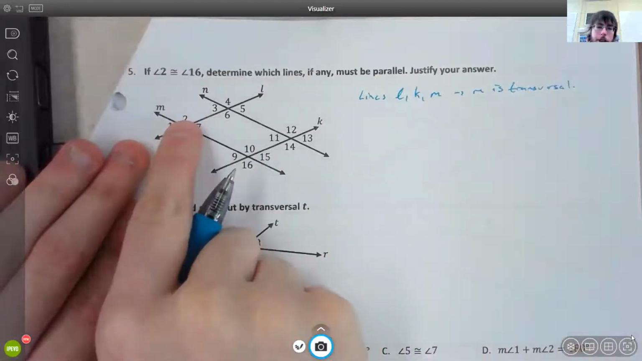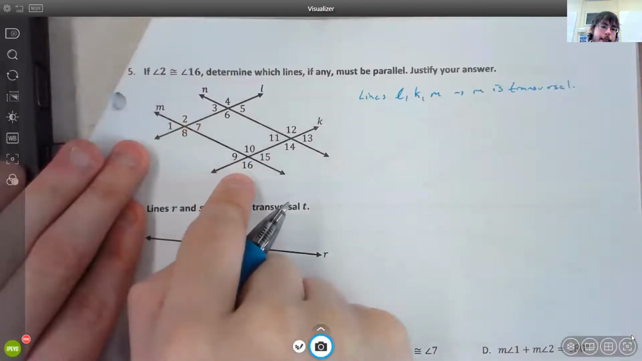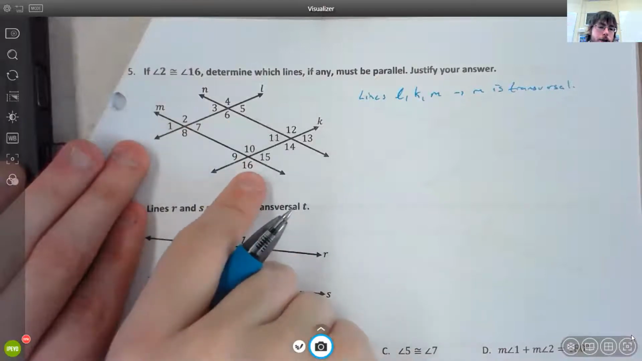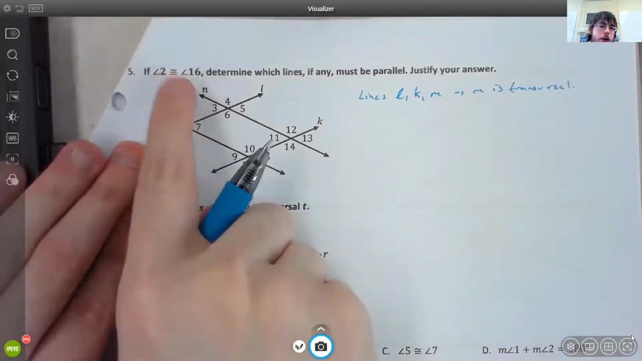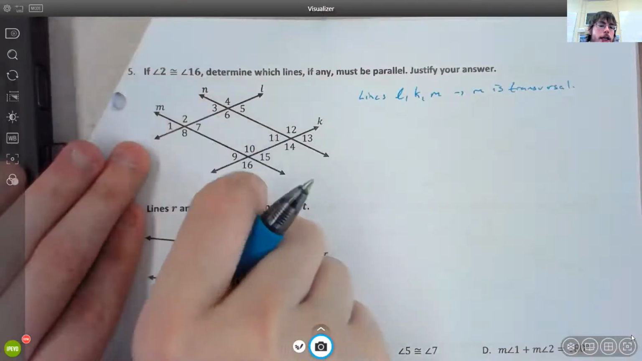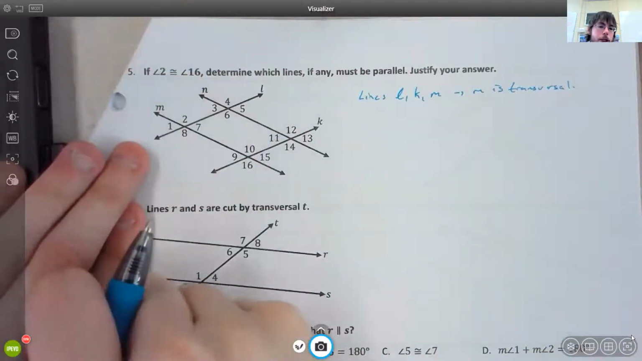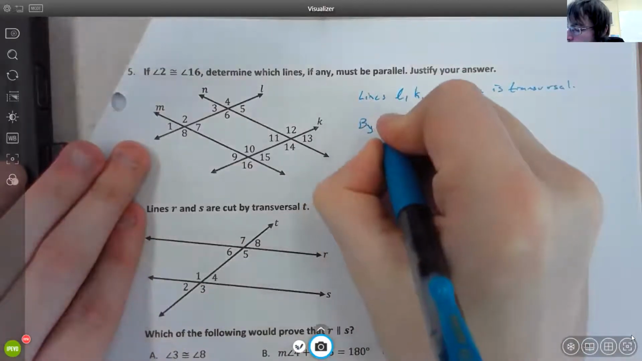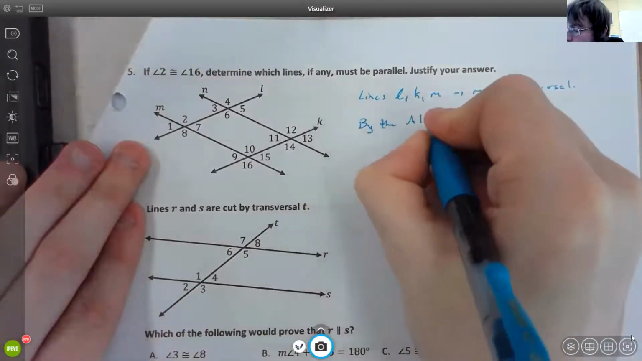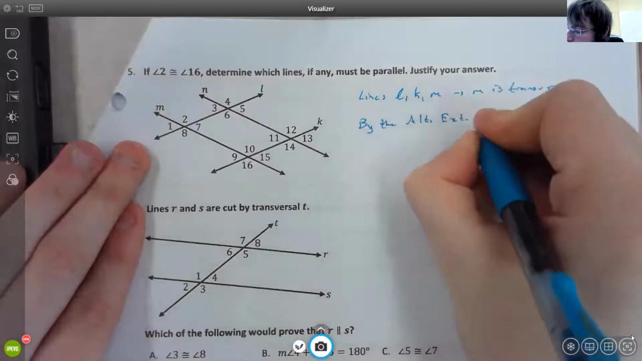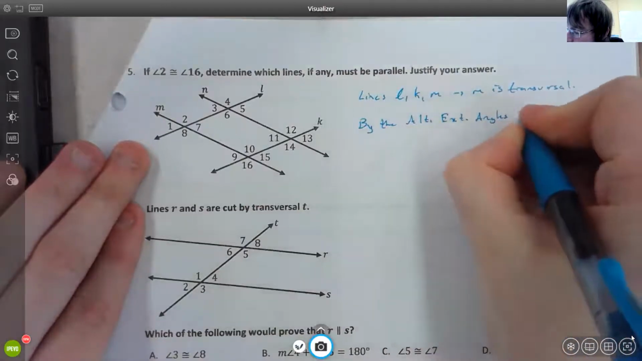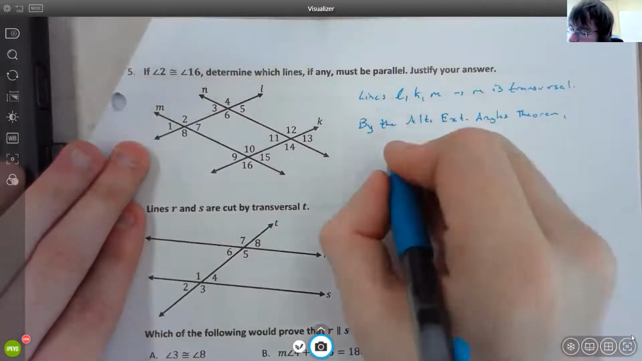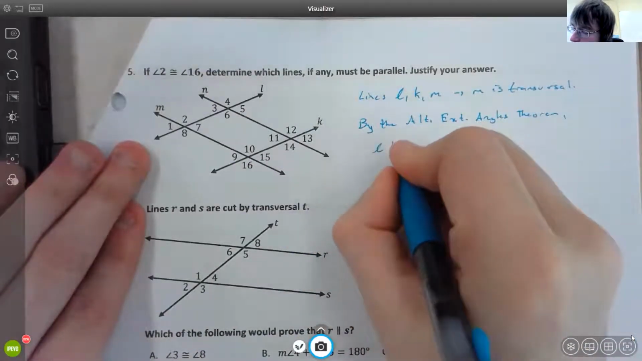Now let's look at the relationship between 2 and 16. Well, 2 and 16 are alternate exterior angles. And our problem says that those are congruent. Are alternate exterior angles supposed to be congruent? Yes, they are. So by the alternate exterior angles theorem, L is parallel to K.